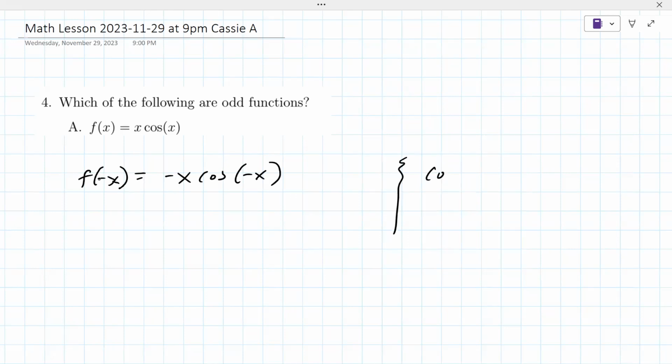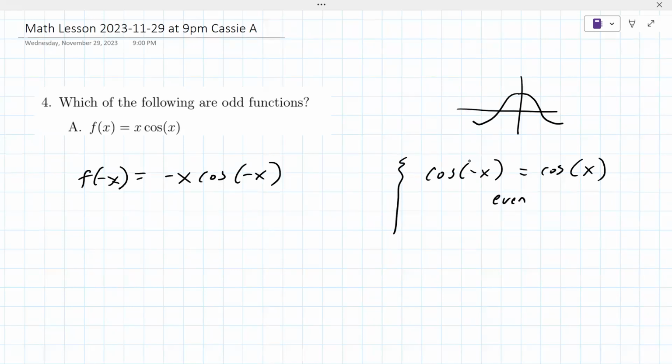Off to the side here, cosine of negative x is really cosine of x. How would you know that? You would memorize it, or you'd remember the graph. The graph is symmetric about the y-axis. It's even. That's why it's kind of weird that it's built in. So this becomes negative x cosine of x, like that, right?